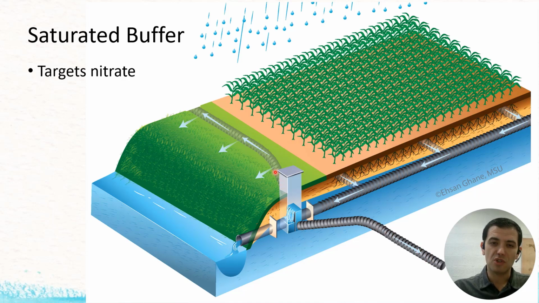These perforated distribution pipes are under the ground and they run along the length of the ditch. As water comes out of these pipes, it slowly seeps through the soil to eventually some of it reaches the ditch. As water is moving through the soil, the process of denitrification occurs. With denitrification, nitrate gets converted into nitrogen gas. So in this way, a saturated buffer can reduce nitrate loss.